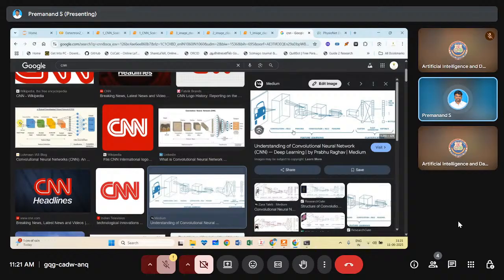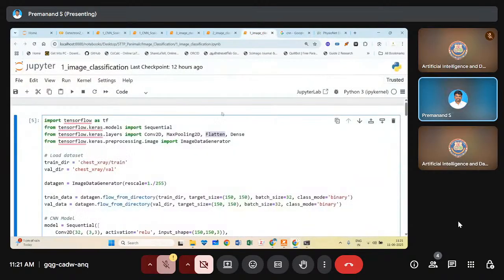So this is the basic structure of a CNN, a convolutional neural network. At the end, before the classification, we need to get all those features into a one-dimensional vector. For that, we use the flatten functionality, and then we do the classification here. By default, the first and foremost step is importing all the necessary libraries.